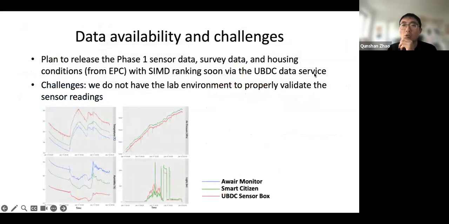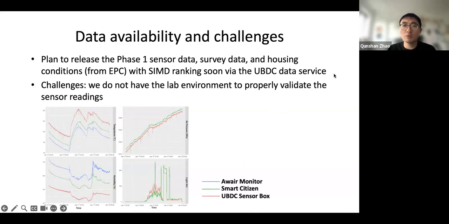So we're about to publish the phase one data, and this includes the sensor readings, the survey dataset, and also the housing conditions from EPC. EPC is an open dataset in the UK, so we can easily link that with the address. But the challenge we have here, so you can see a couple of comparisons for the three sensors we have in phase one.